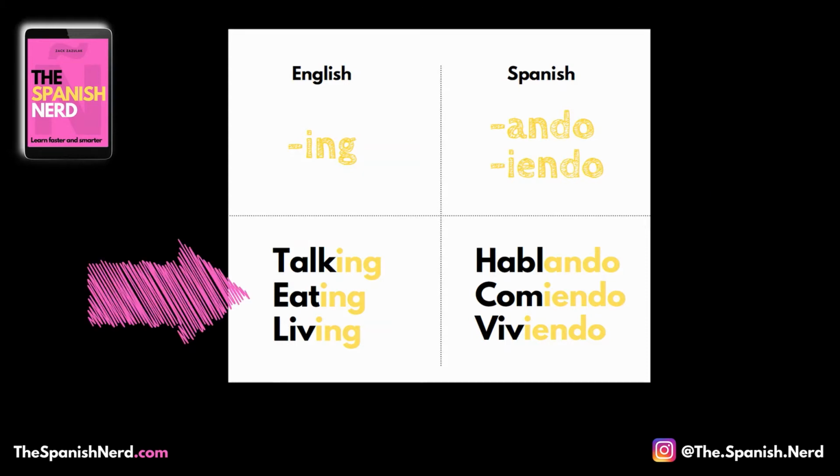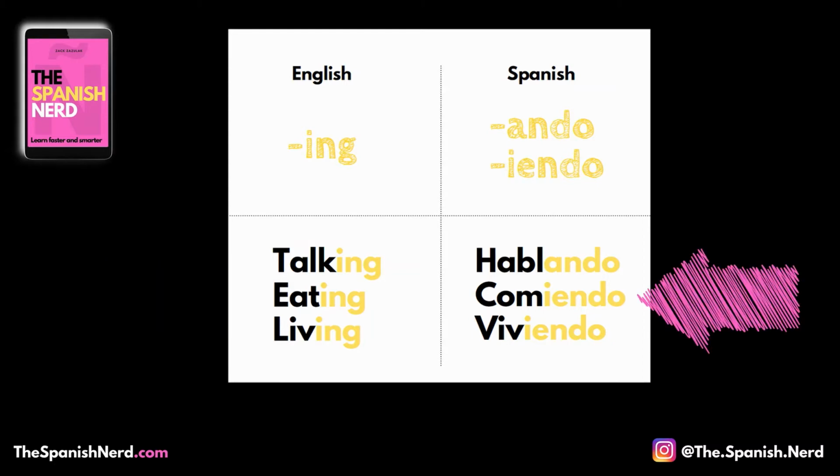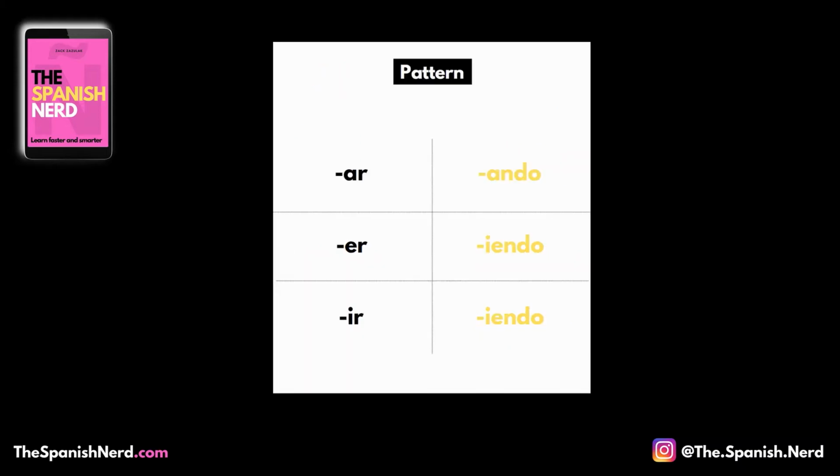We see talking, eating, living. Oh wow, look, it's our 3 best friends back again. Now they end in -ing. Now if you look to the right, here's their counterparts in Spanish. Hablando, comiendo, viviendo. Notice that we took these words that we know, our best friends in Spanish, and we dropped the last 2 letters, and we added the ending, either -ando or -iendo. What is the pattern? Let's go to the next page. Let's go to page 27.